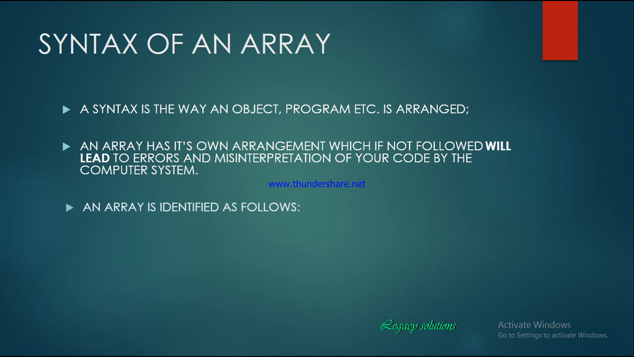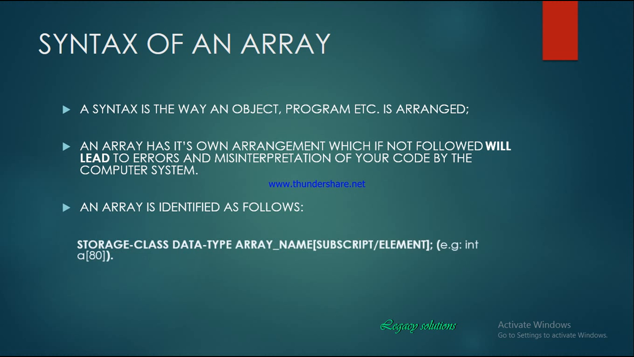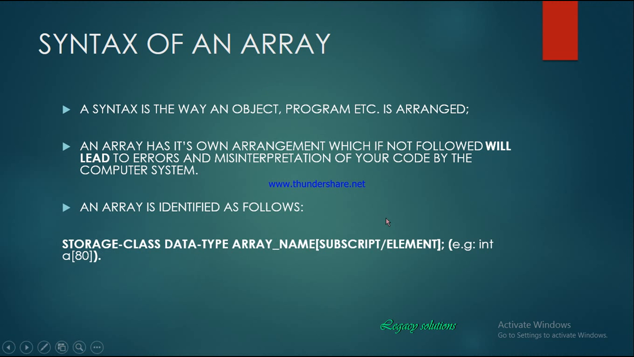Now you can define or identify an array. When you see it, you know that it is an array. You can see it as the way here, which is the storage class, data type, the array name. In your square brackets you have the subscript, or you can call it elements. For example, you have this array here of an integer data type. You have a as the array name, and then you have 80 elements in square brackets.